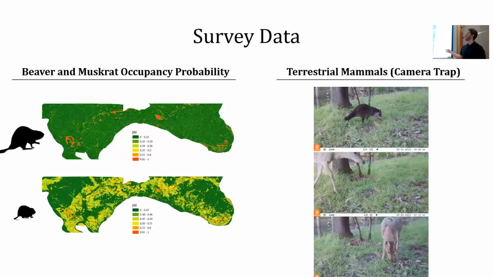But here I'm actually using the occupancy probability that I calculated before for beaver and muskrat as an indicator of their presence. And then while camera traps weren't really great at detecting semi-aquatic mammals, they're great at detecting other terrestrial mammals. So here I'm actually using what is essentially the bycatch from those camera traps to quantify different measures of species diversity within the terrestrial mammal community.